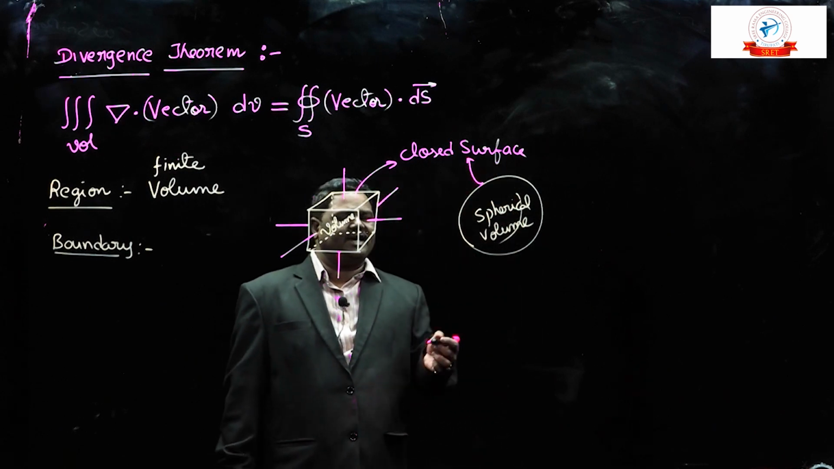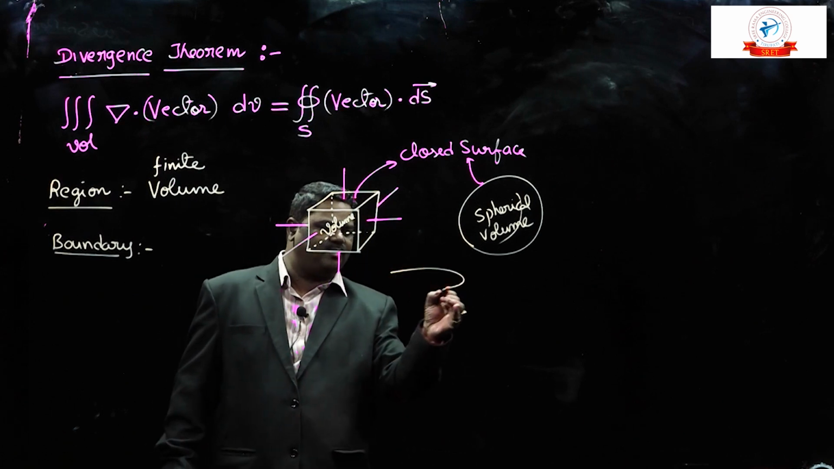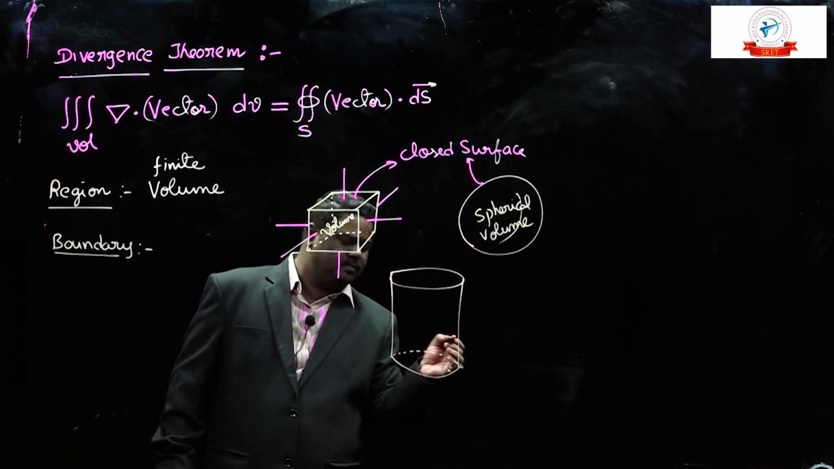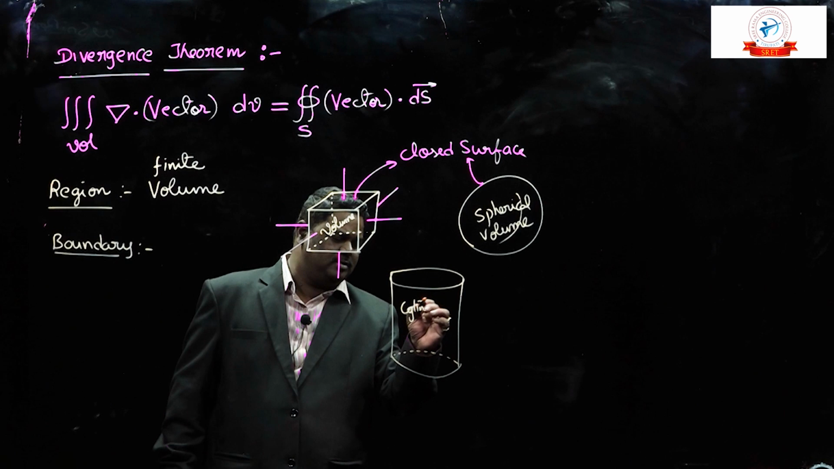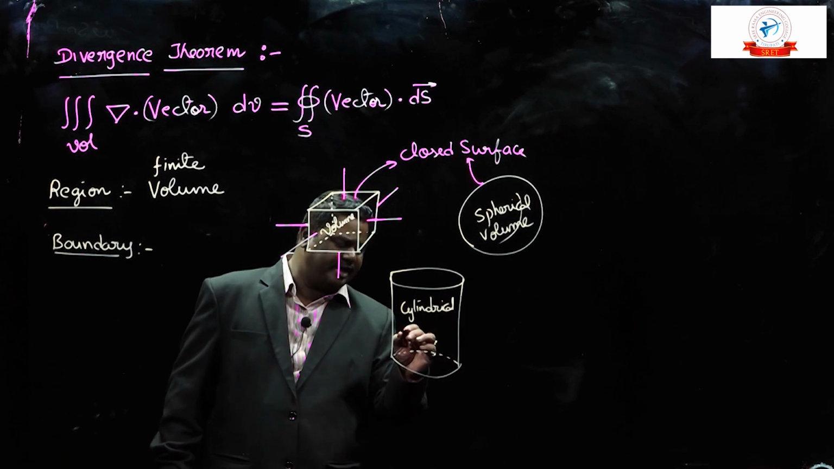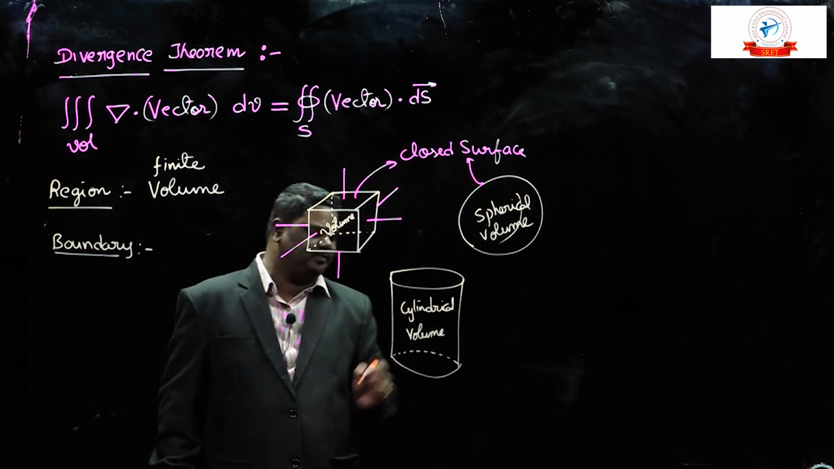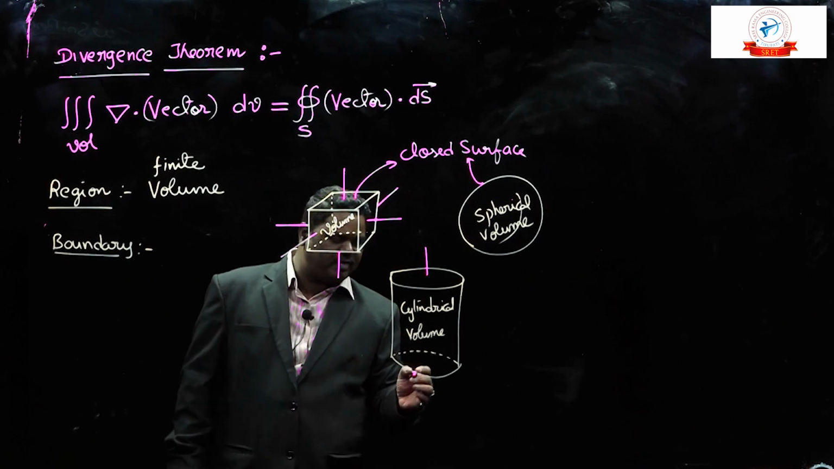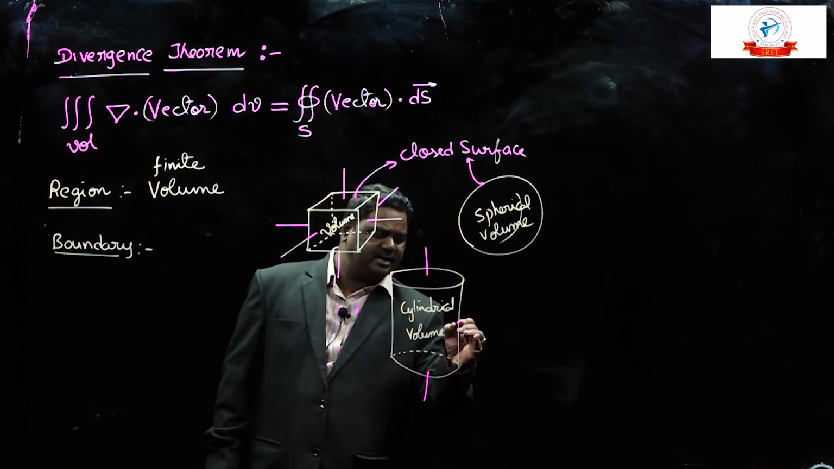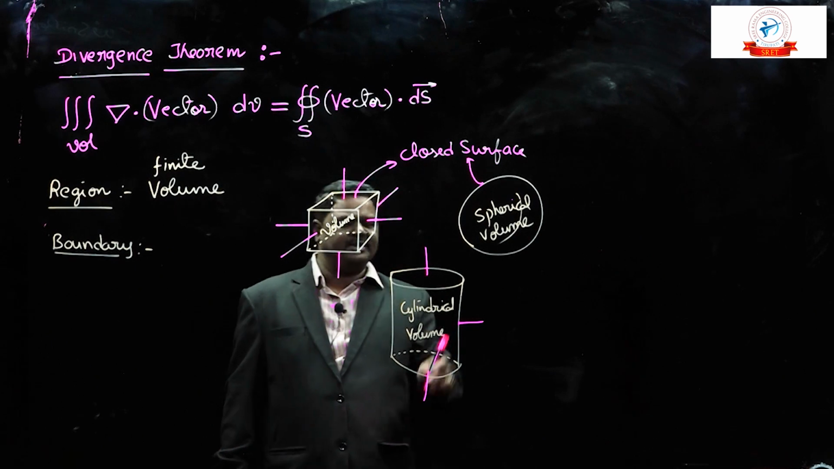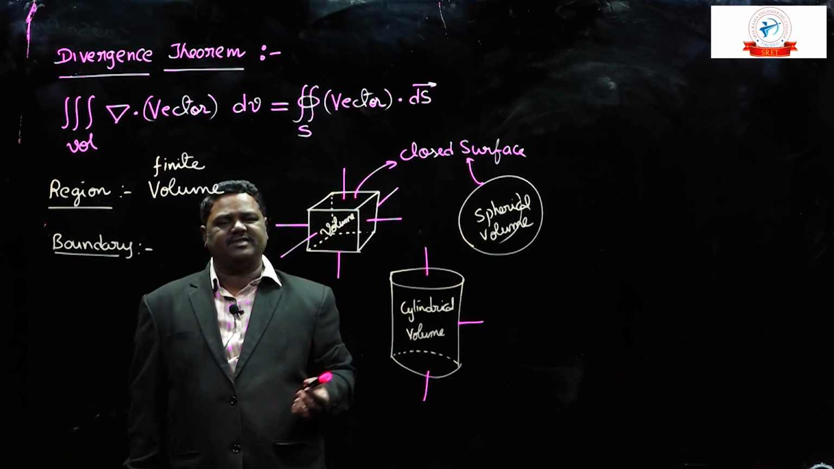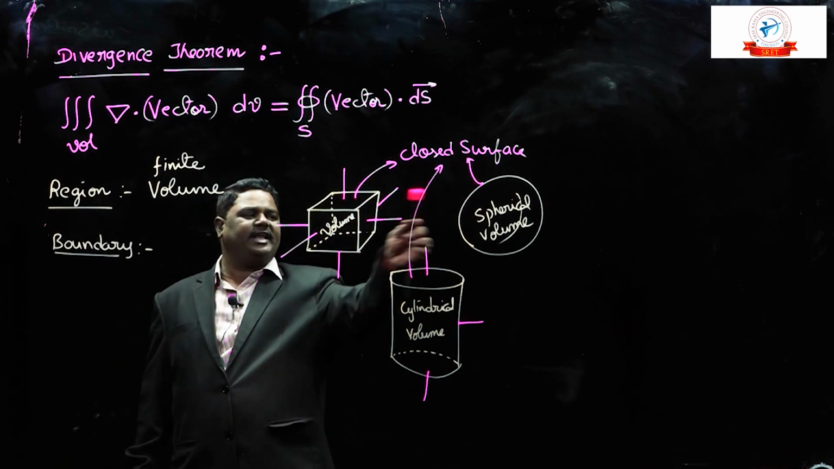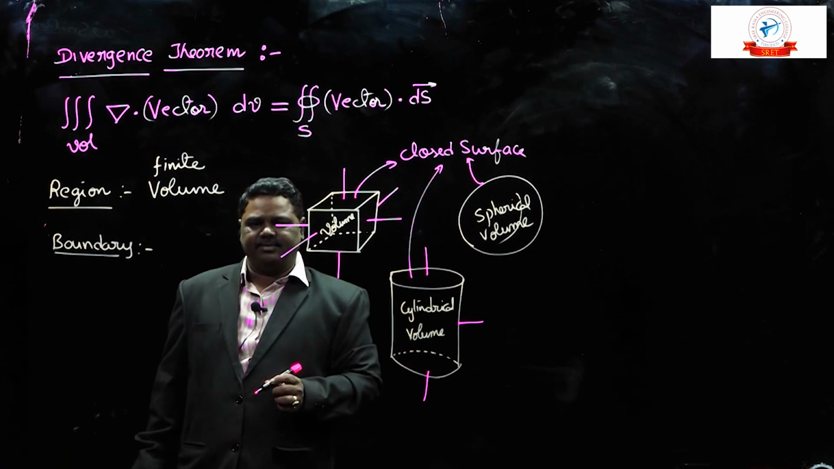Like this you can consider any kind of volume. One more example: this is a cylindrical volume. For the cylindrical volume, what are the boundaries? The top surface is one boundary, the bottom surface is another boundary, and the lateral surface or side surface is another boundary. Combined, do these 3 boundaries represent a closed surface or an open surface? Definitely again it is a closed surface. Finally I conclude that for any finite volume, the boundary is a closed surface.